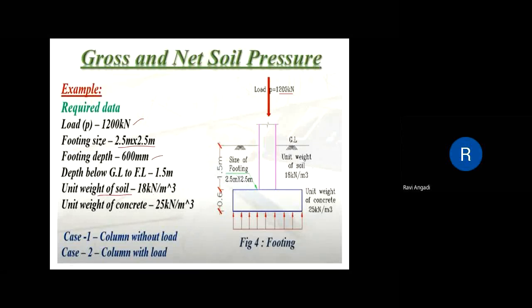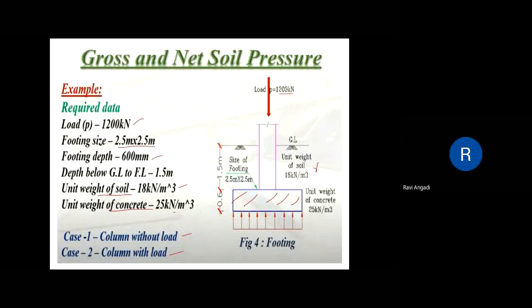That is gamma. This is the gamma, the unit weight of the soil, which is 18 kilonewton per meter cube. Also the unit weight of concrete is given here, 25 kilonewton per meter cube. So here there are two cases to be considered: one is the column without load and the column with load. Then we need to calculate the gross and the net soil pressure with this example.